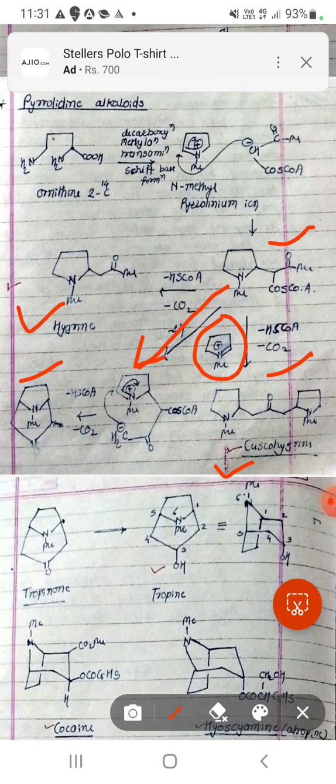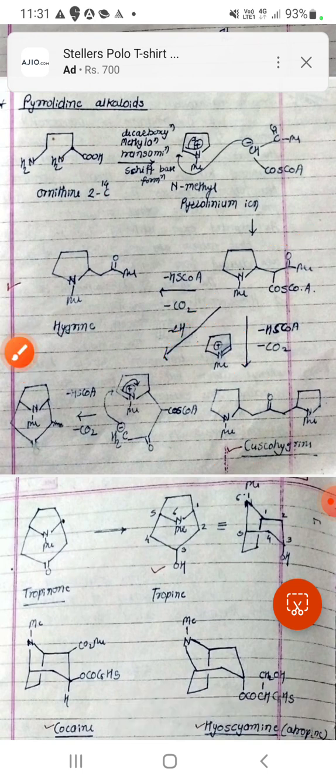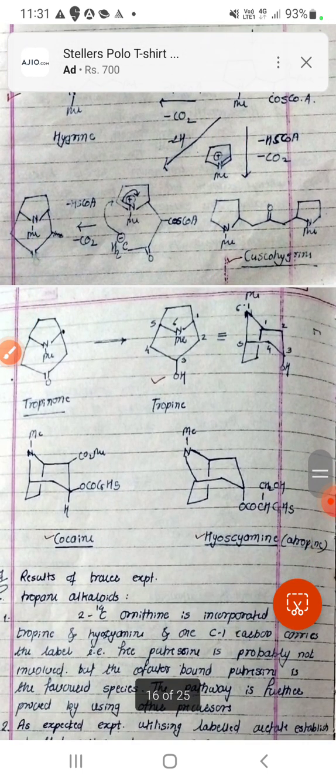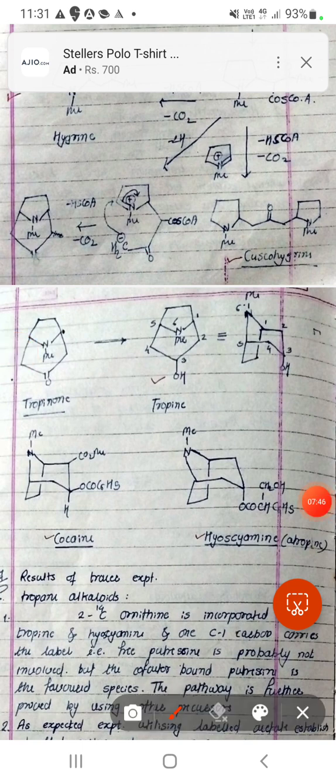it gives this compound, and the name of this compound is tropinone. This is the tropinone. So hydroxylation of this tropinone, this is the OH, and the compound is called tropine. Then this is the cocaine and hyoscyamine. So these are the pyrrolidine alkaloids with precursor ornithine C14.